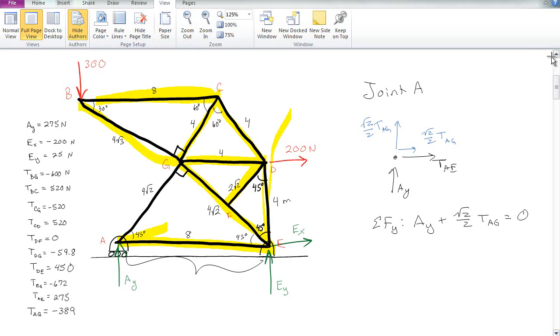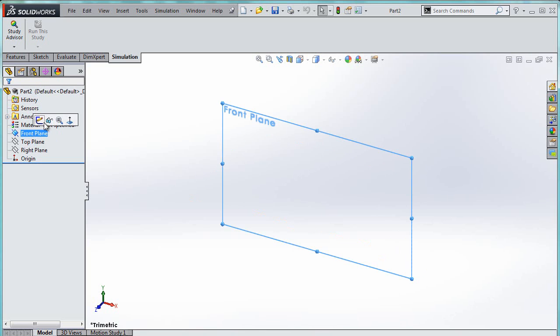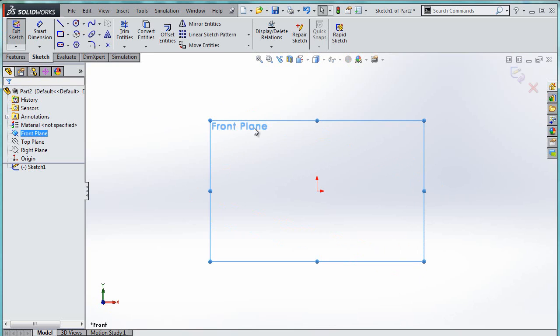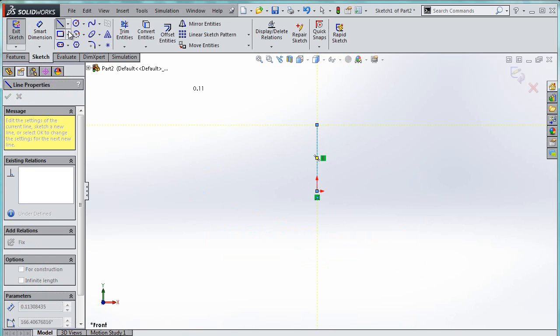So the next thing we're going to do is take all of this and plug it into SolidWorks and see if we get mostly the same answers. So we've just started a new part in SolidWorks, so we're going to sketch on the front plane. Now we can do all of the sketch at once, which is kind of nice. So I'm going to make that 4.